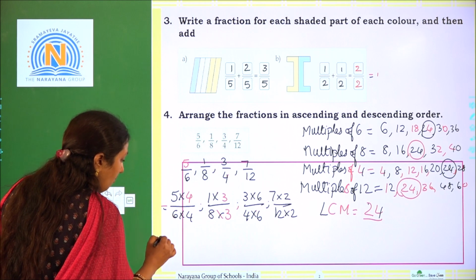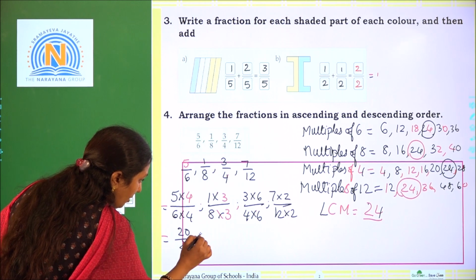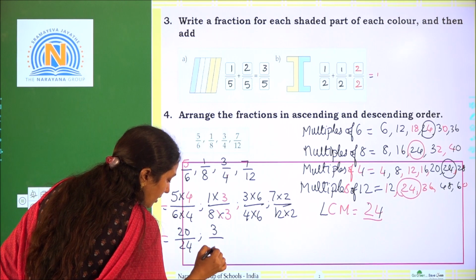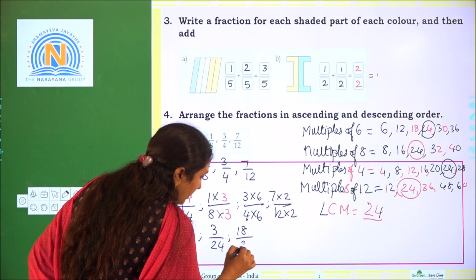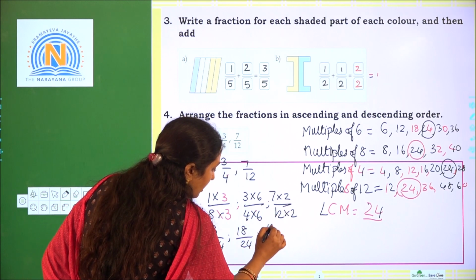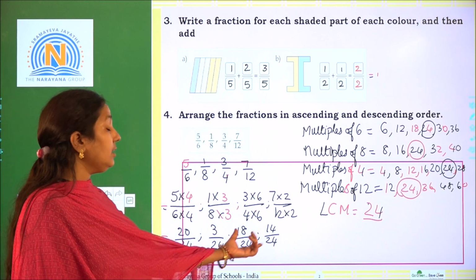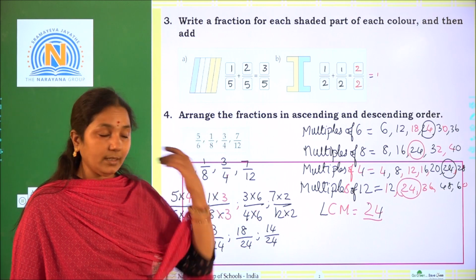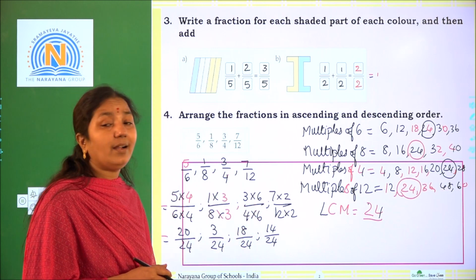Now 5 4s are 20 by 24. 3 1s are 3 by 24. 3 6s are 18 by 24. 7 2s are 14 by 24. Now we have like fractions, so we can arrange them easily in ascending order and descending order.